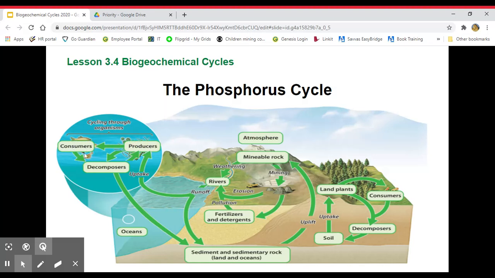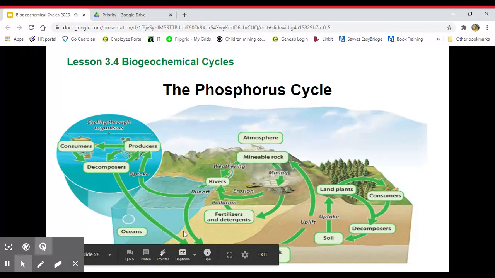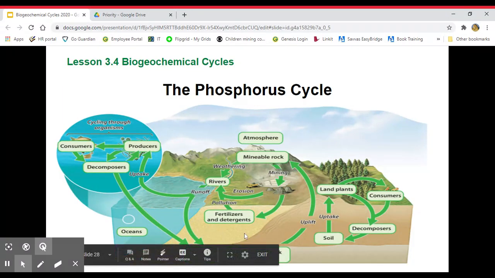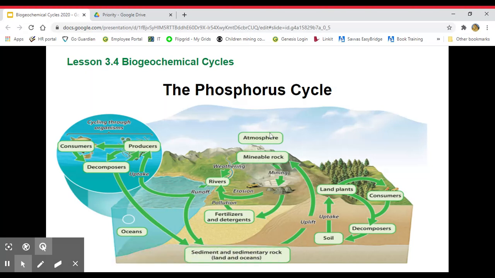Then once that consumer dies, the decomposers break down that consumer, and that nutrient returns back into the soil or the ocean, depending on where that is happening. Then, through the process of uplift, after that phosphorus gets turned into sedimentary rock over a long period of time, it can get uplifted through geologic processes back up to the surface of the earth, where it can start the process all over again.